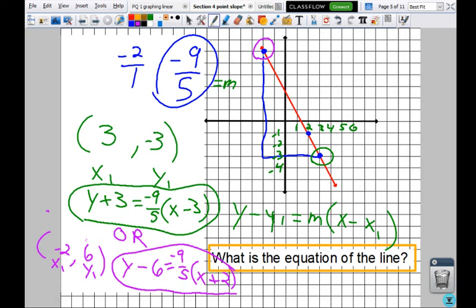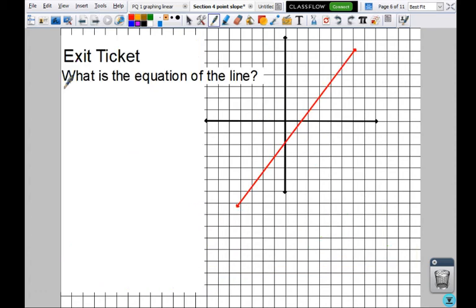What I want to do is I want to do one more, actually, hang on. I want you guys to do the exit ticket, but then we're going to go over it as a class. So we're not going to put this in Socrative. We're going to go over it as a class. So on your own, find the equation in point slope, and then we're going to talk about it, and then we'll do the homework.